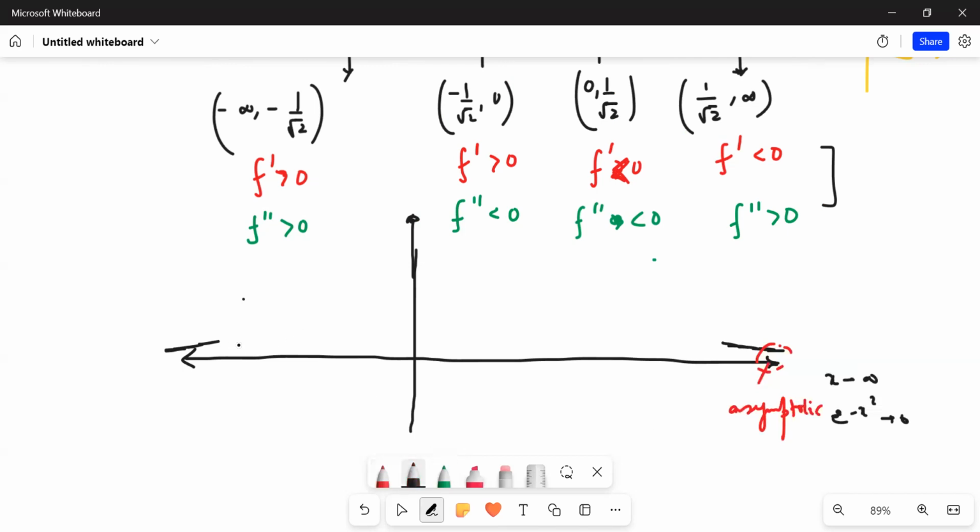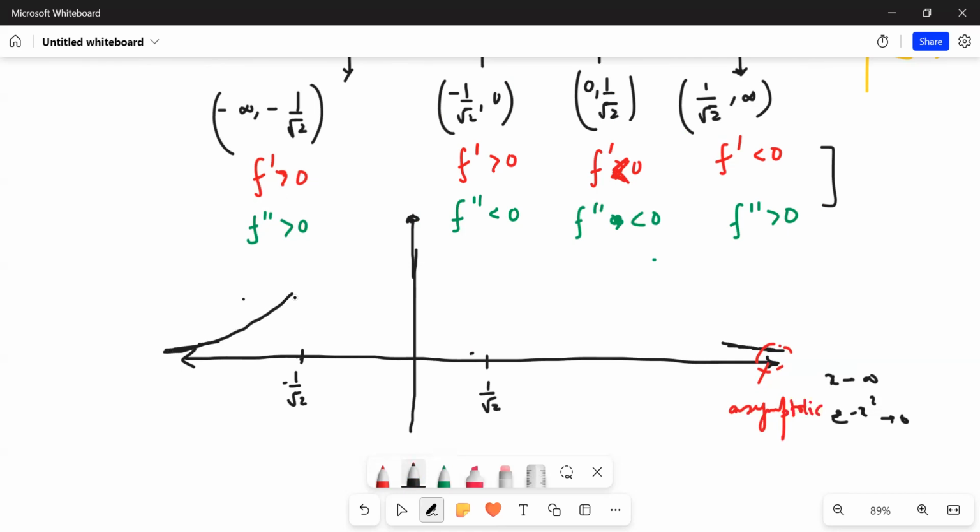Okay, now what happens? Just in your mind, or right now I'm just plotting it here, minus 1 upon root 2. Although in exam you don't have to show all these things, right now I'm just showing them. Now you see, from minus infinity to minus 1 upon root 2, function is increasing at an increasing rate. How to go about it? Increasing at an increasing rate.